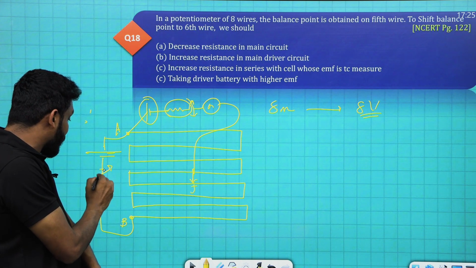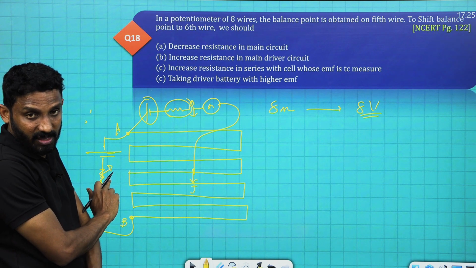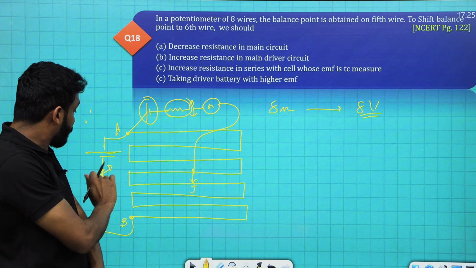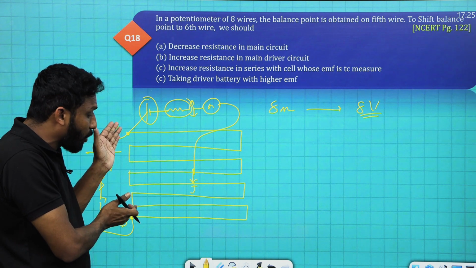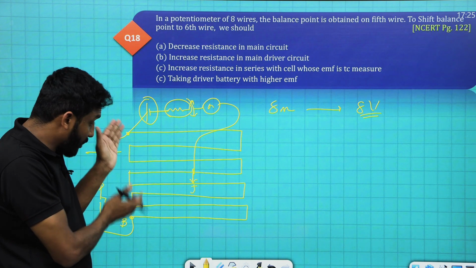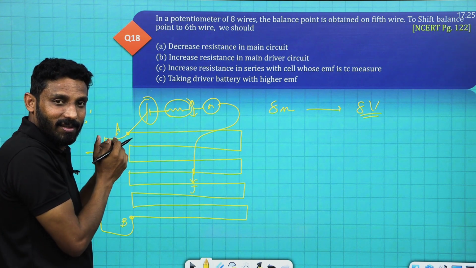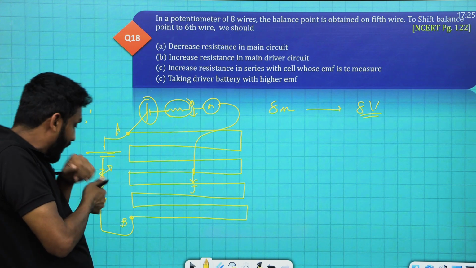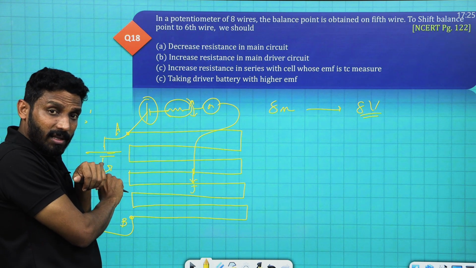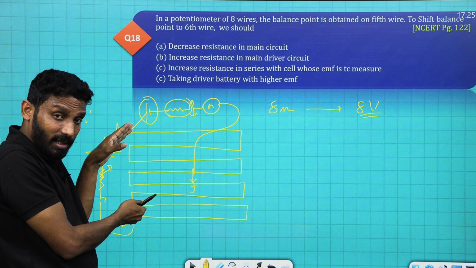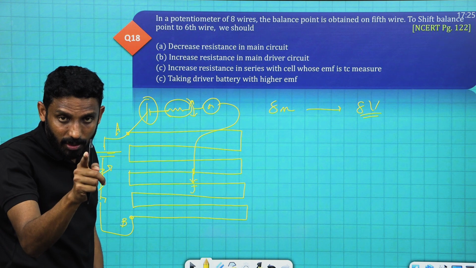If we are increasing the resistance value here, then what happens? Increasing the resistance value here means the potential difference per unit length of this wire is decreased. This wire decreased means to balance this cell, we require more length. Potential difference per unit length is decreased if we increase this resistance. Then potential difference across this resistance increases. Then potential difference across this entire wire is decreasing. Then we require more length to balance it. I think you understood the concept.